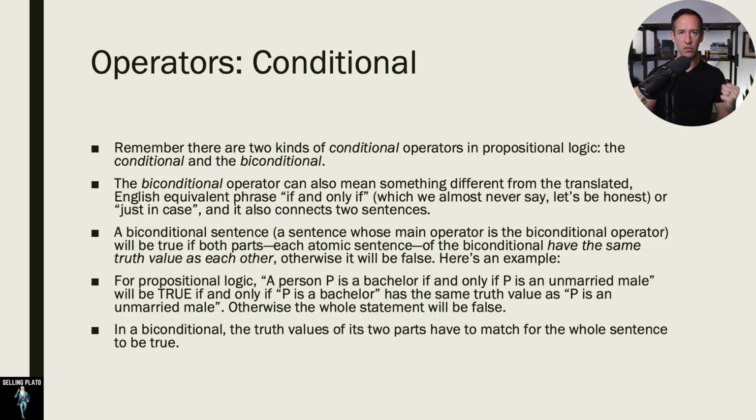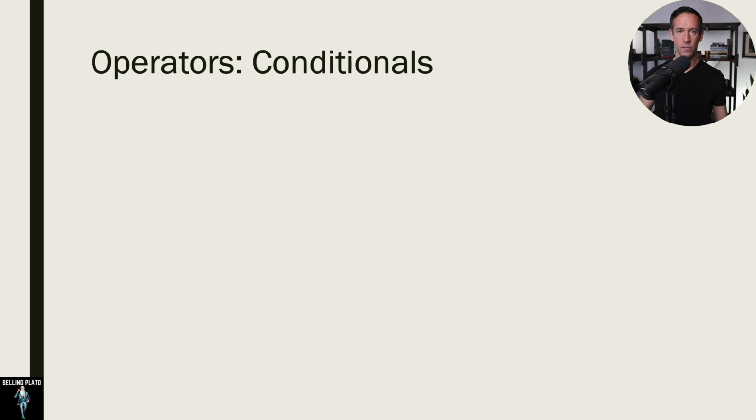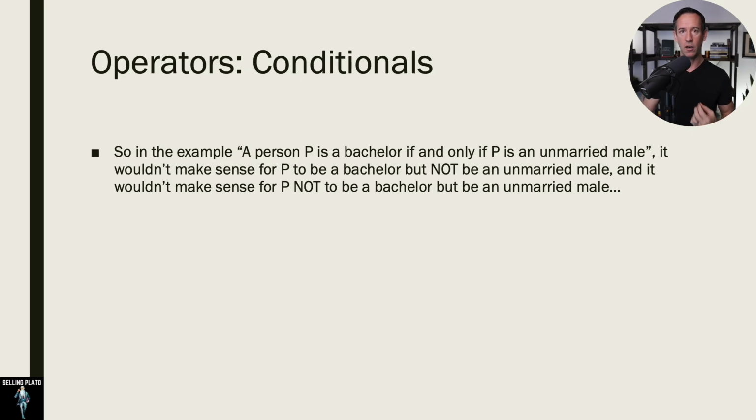Either they're both false or they're both true. That's the way that it works. Okay. So in our example that we looked at, a person P is a bachelor if and only if P is an unmarried male. There's our sentence.